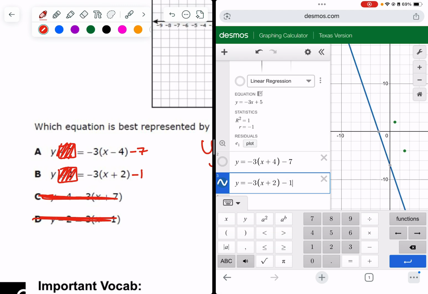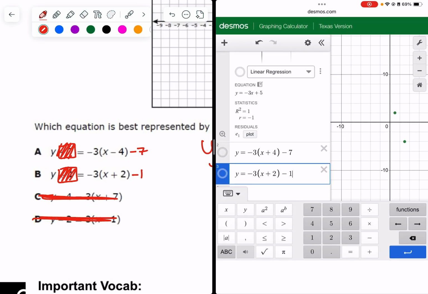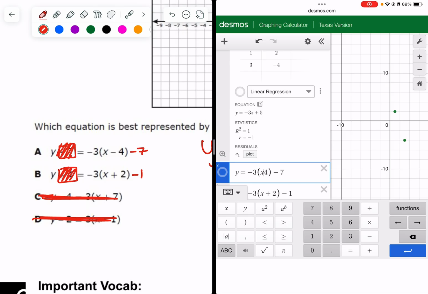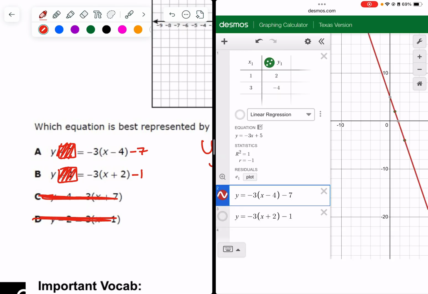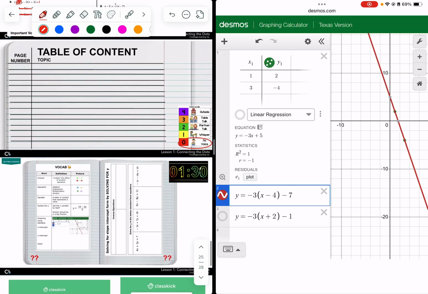Oh, wait. Did I mess up? Oh, see, this is a good example. This is why I tell you not to delete them, because I literally mess up. I should put minus 4 right here. And if I touch this, then it does match up. So A actually would be my answer. Sorry, y'all. So this is important why you don't delete them, because we all make mistakes. It's all right. So we're not going to do the next one because we've already done it.